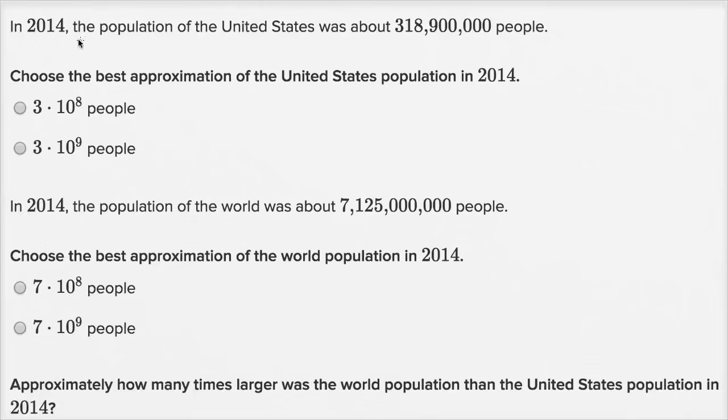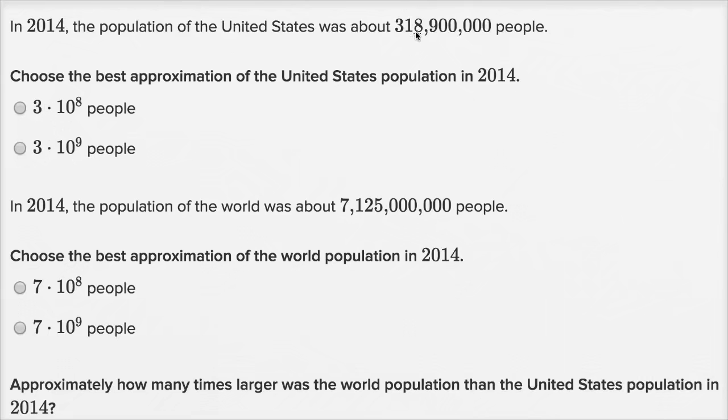In 2014, the population of the United States was about 318,900,000 people. Choose the best approximation of the United States population in 2014. So they say 3 times 10 to the 8th people or 3 times 10 to the 9th people. This is a big difference. This is a factor of 10. This is 10 times this right over here.